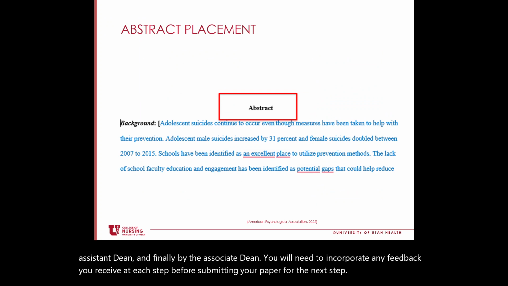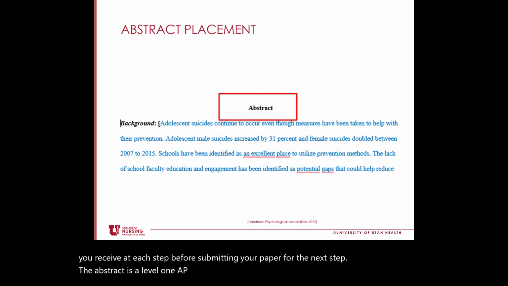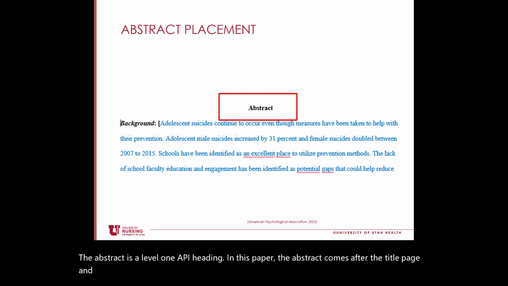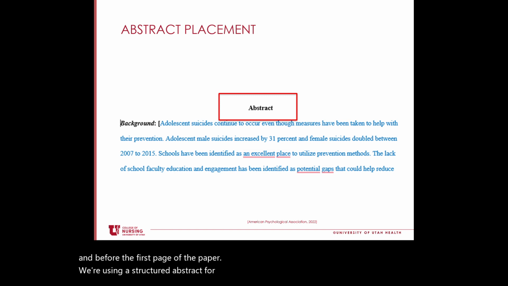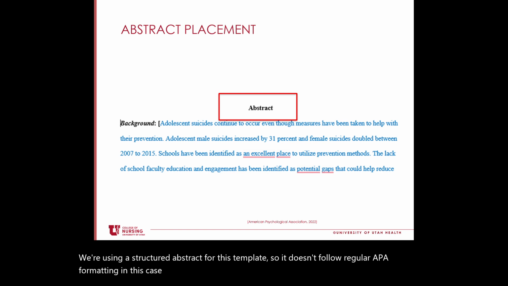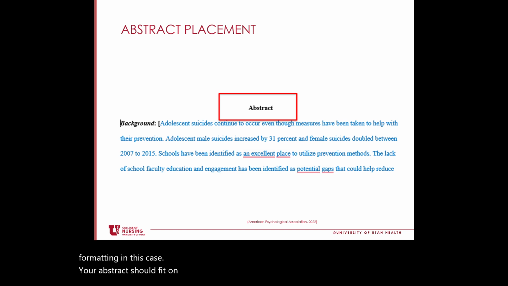The abstract is a level 1 APA heading in this paper. The abstract comes after the title page and before the first page of the paper. We're using a structured abstract for this template, so it doesn't follow regular APA formatting in this case. Your abstract should fit on a single page.